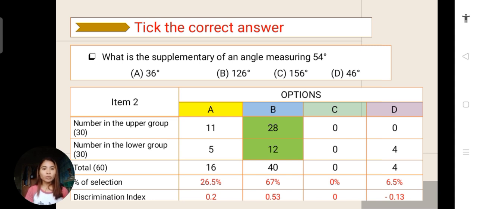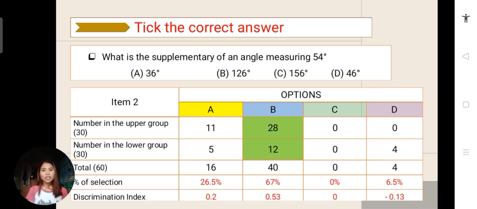In option B, which is the correct answer, we have 28 students who chose option B in the upper group and 12 students in the lower group, a total of 40. So the percentage of selection is 67%, and the discrimination index is 0.53. For option C, we have 0, or no value, because none of the upper group or lower group chose option C. And in option D, we have 0 in the upper group and 4 in the lower group, a total of 4, and the percentage of selection is 6.5%, and the discrimination index is negative 0.13.